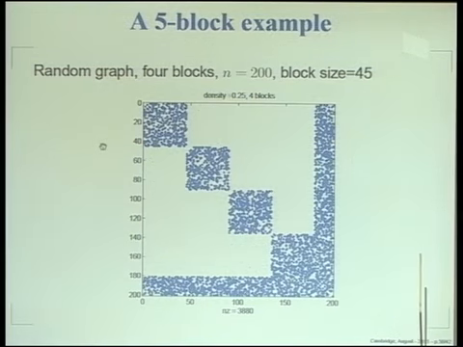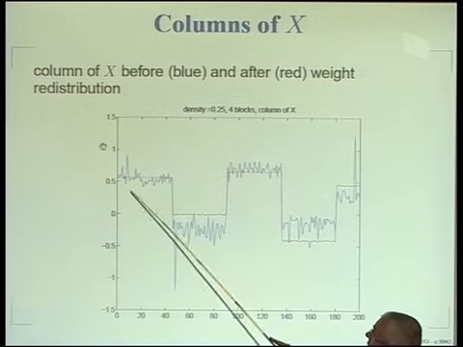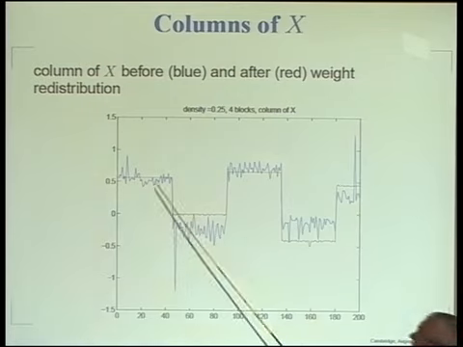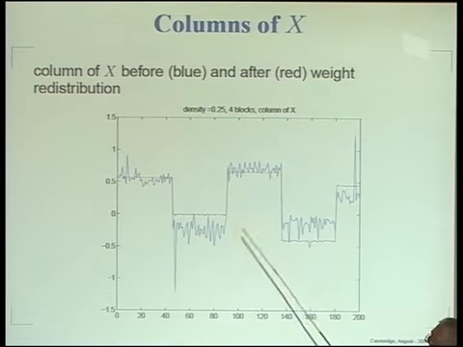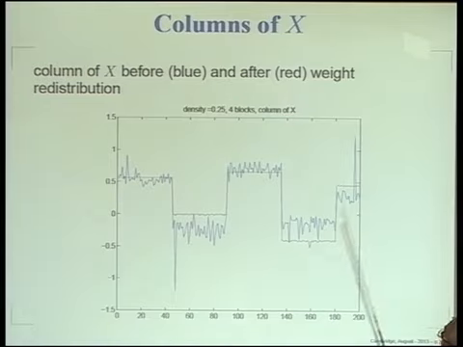Okay, another example. So recognize this 5-block structure. It's constructed in a similar way. And again, the original eigenvector without weight redistribution is a little bit erratic. And if you do some weight redistribution, it looks a bit nicer.